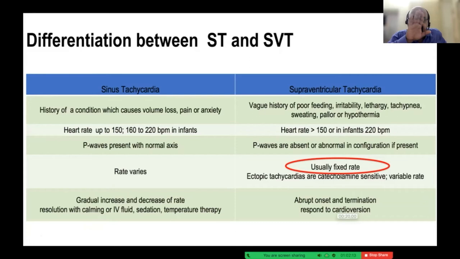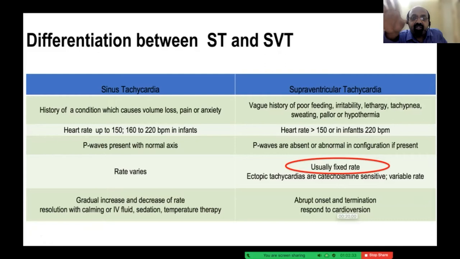It's like a stitched pattern. You might see the same rhythm pattern. In sinus tachycardia, there is beat to beat variability. That is what you see in the ECG as the RR interval is changing, right? So here, SVT has a constant RR interval, and there is no beat to beat variability.